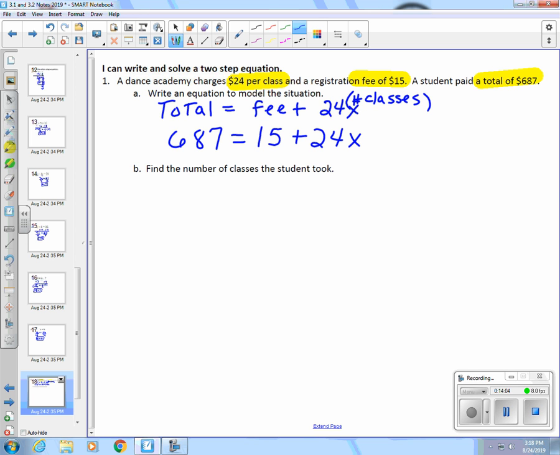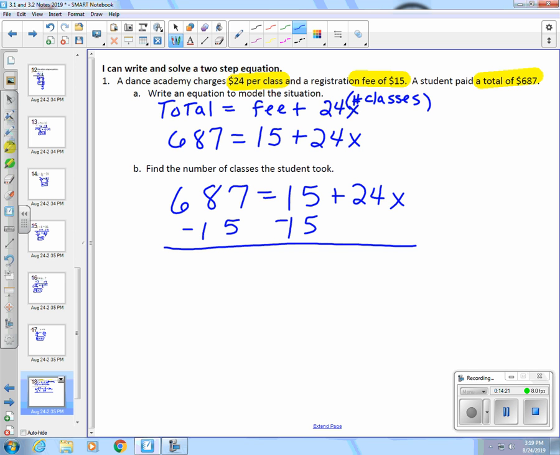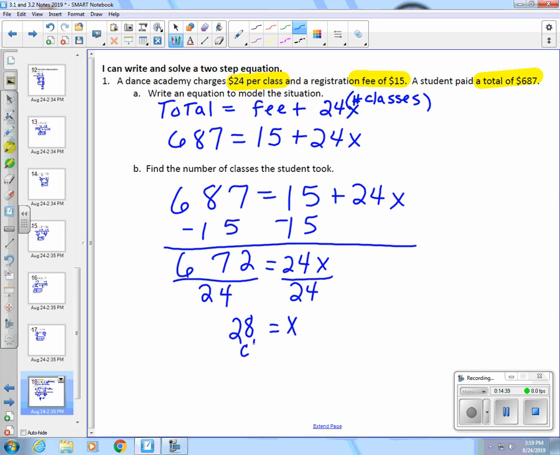We can find the number of classes a student took by solving this problem. So I'm going to rewrite down here so I can work on it easily. 15 plus 24x. We want to subtract 15 on both sides. When we subtract 15 on both sides, we end up with 672 equal to 24x. And then we're going to divide by 24. I'd pick up my calculator if I were you. And we're going to find out that x is 28 classes.